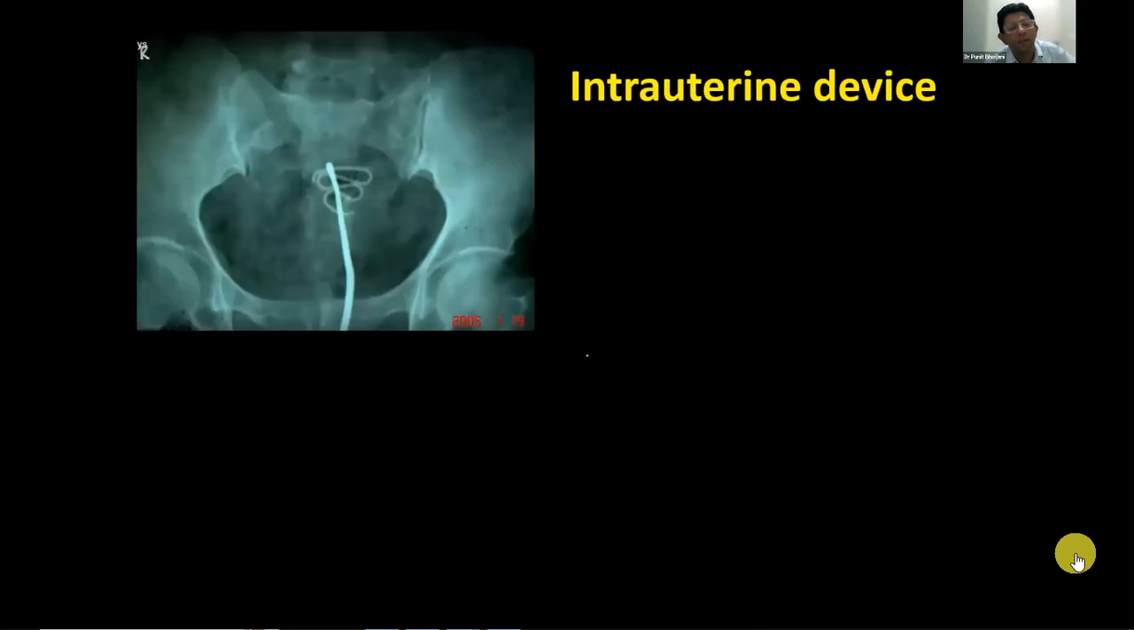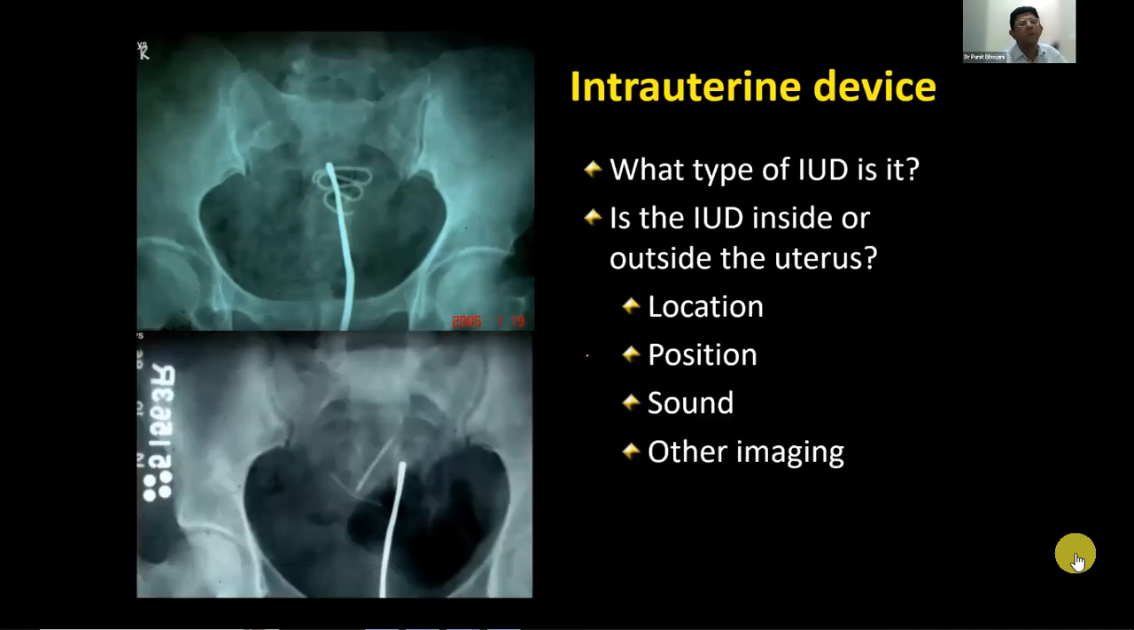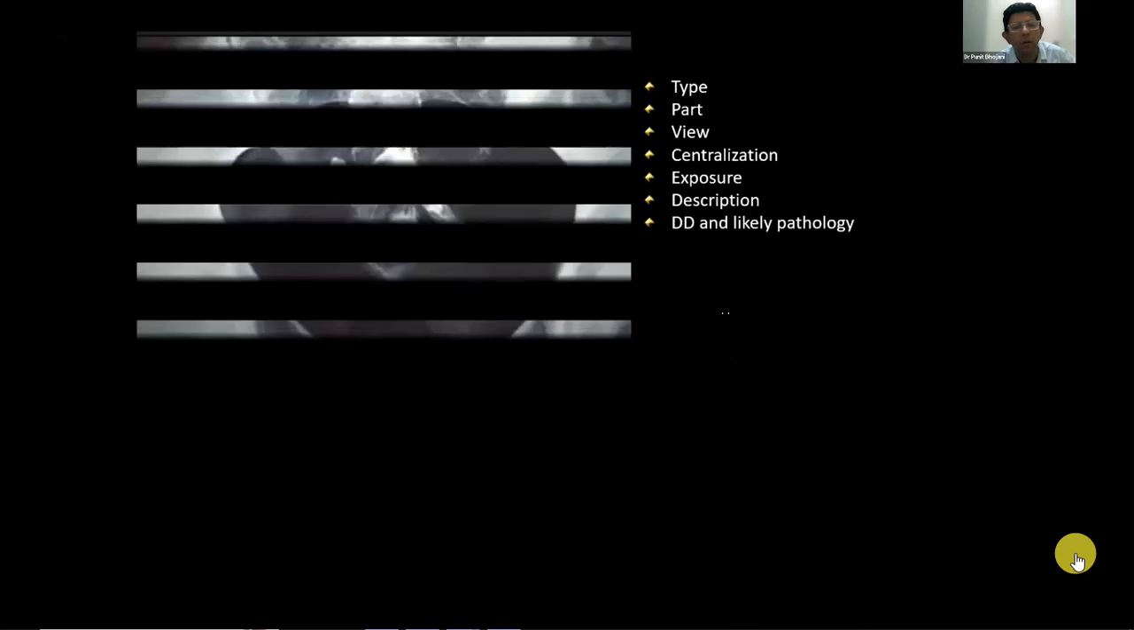Now, you can see this first one is the older one, your Lippes loop, and this is the one which tells you whether the IUD is inside or outside. So when you have sounded the uterus, then you know where the sound is. So then the copper T is outside. Okay. Is it clear to all of you?